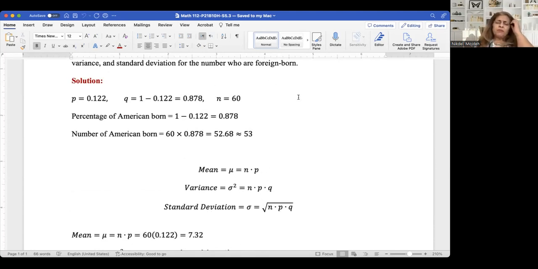Sometimes in some of the problems, you have to see what you are finding probability or mean or variance of. That would be success. Success is the probability or mean of what you are finding, P. Okay, any other questions?